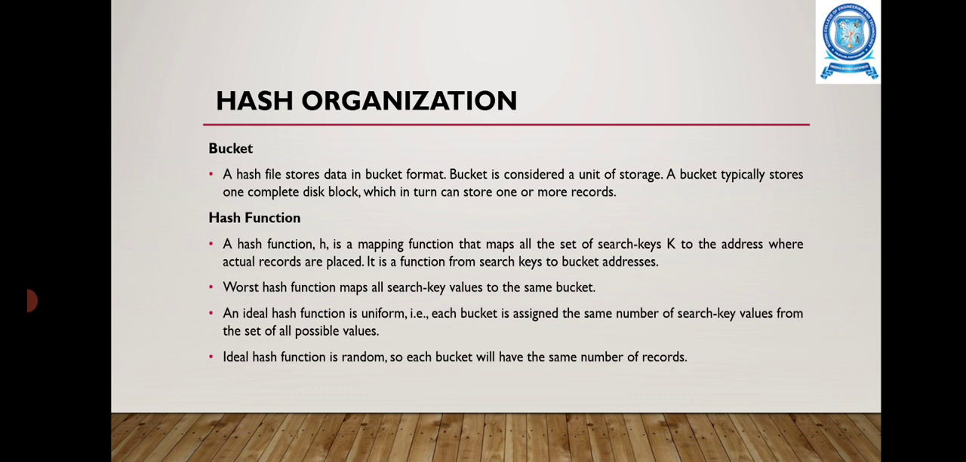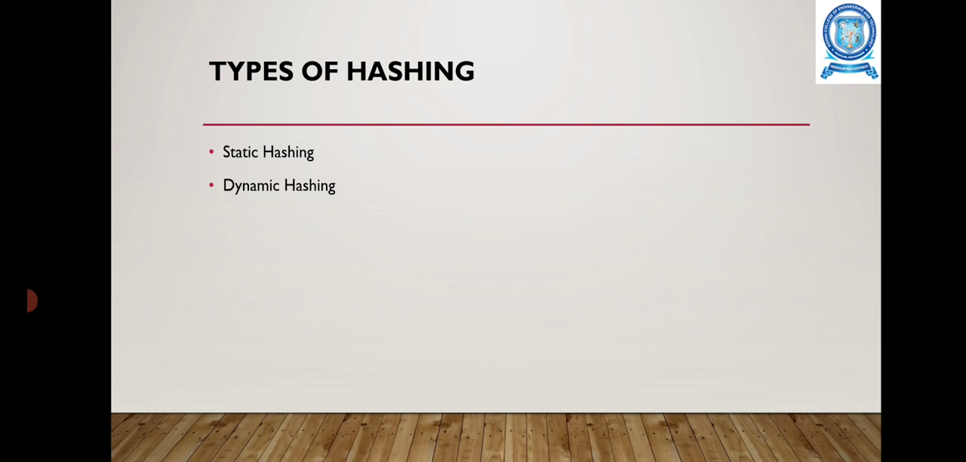The worst hash function maps all search keys to the same bucket. An ideal hash function is uniform. Ideal hash function is random, so each bucket will have the same number of records. There are two types of hashing. First one is static hashing, then second one is dynamic hashing.